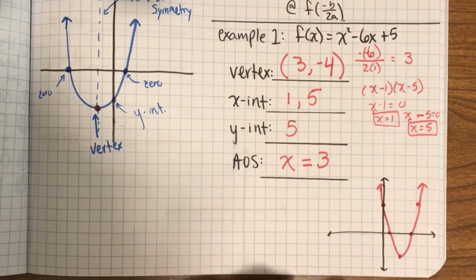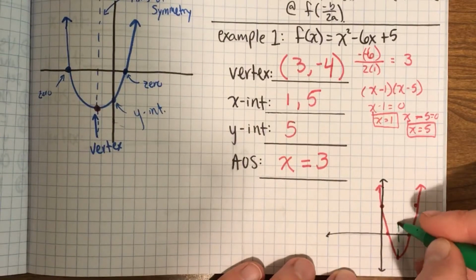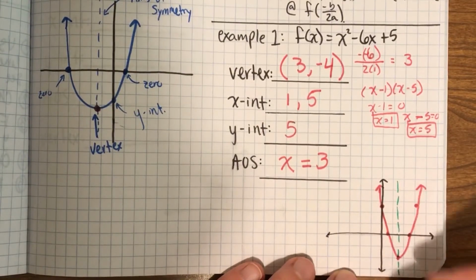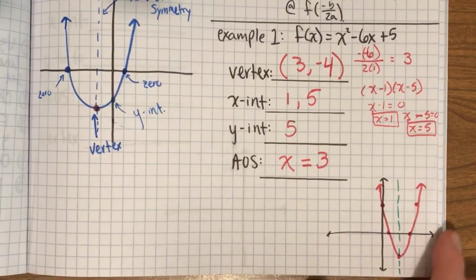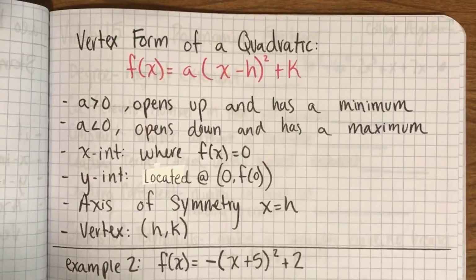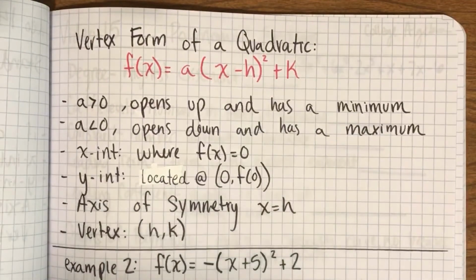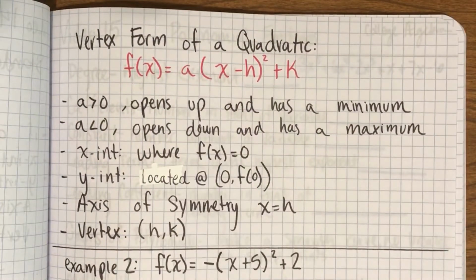Okay, and if you want to draw on that axis of symmetry, that's that dashed line that goes through the middle of our quadratic. All right, looking at vertex form. Okay, it's a little different. Vertex form also can look like this after you complete the square. So after you complete the square, it will be in that vertex form.